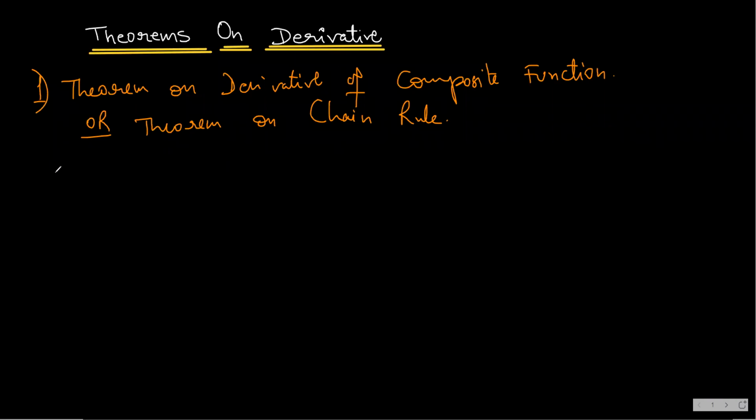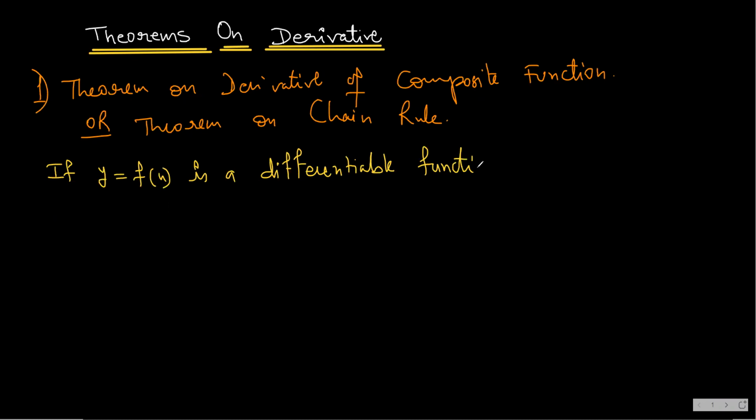Okay. See, what is the theorem? The statement of the theorem, which you will get in exam. In the question paper, you will see something like this. Theorem on composite function: if y equals to f of u is a differentiable function of u. Very simple theory it is.